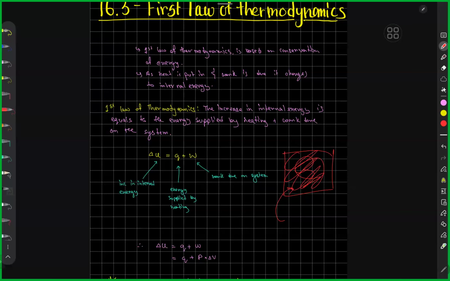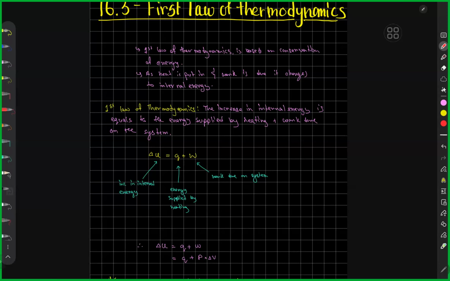Energy can be supplied in, and in that case, sure, the energy of the system increases. But granted, if no energy is supplied in, whatever energy is in the system always remains constant, right? So it's basically conservation of energy that we talk about. And that is just explained in detail in a formula. Okay, so as heat is put in, work is done, and it changes the internal energy.